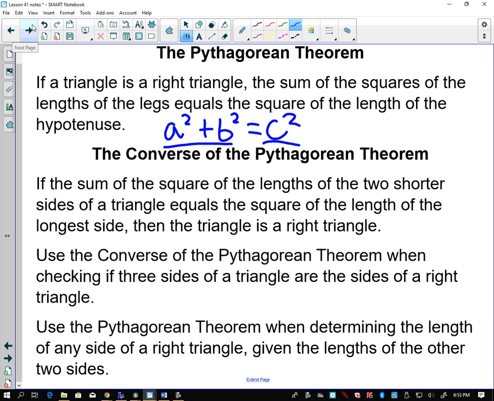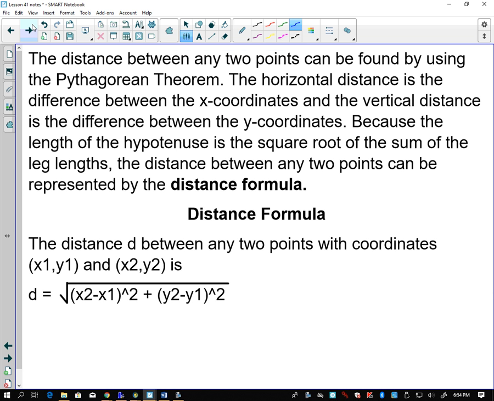So if we know a and we know c, we can find b. If we know a and b, we can find c. If we know c and b, we can find a. We can solve for one of those parts.